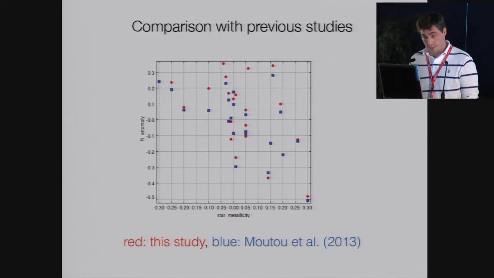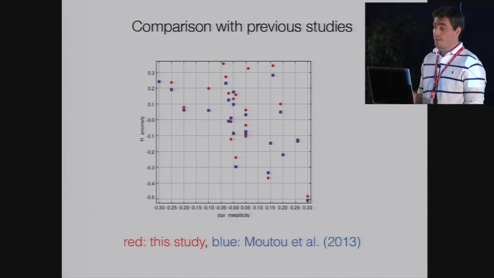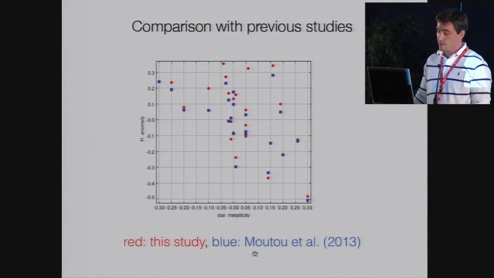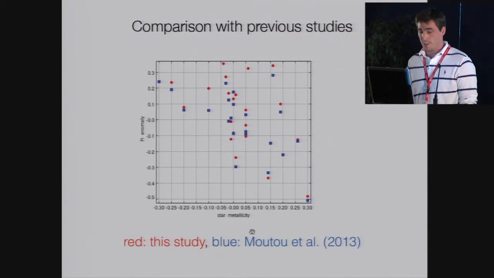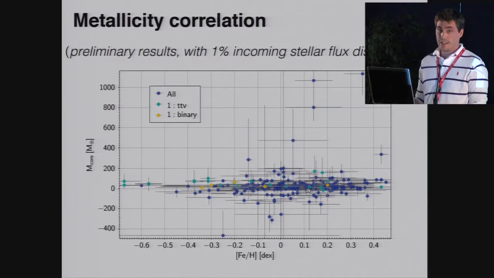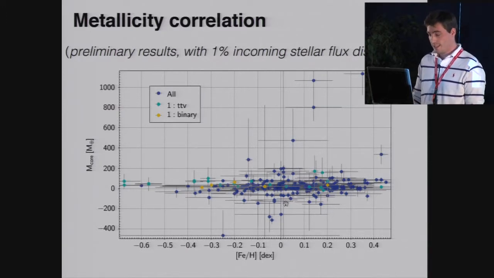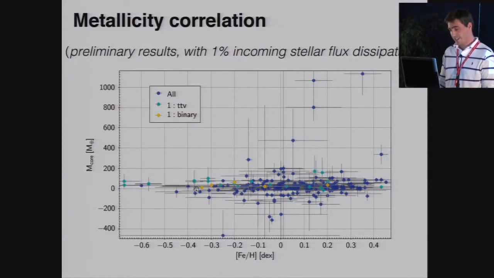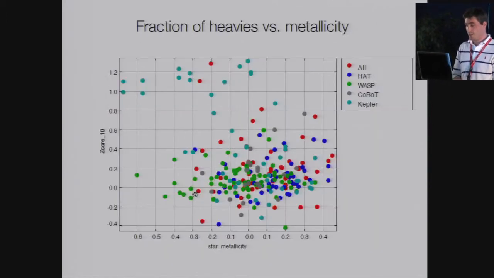So the first thing we did is to compare what we obtained for the large sample with regard to the previous studies. In red are our results, and the blue are the results that I've shown in the previous plot, and you clearly see that we find again this correlation. However, if we take into account all the planets, this correlation tends to disappear. But we have to be careful, because there are a lot of things going on.